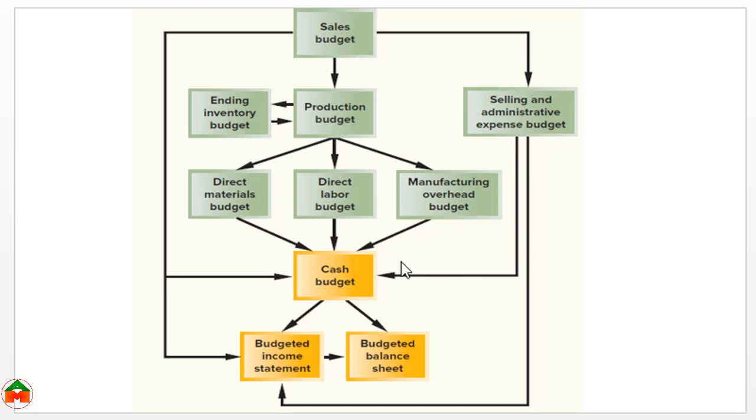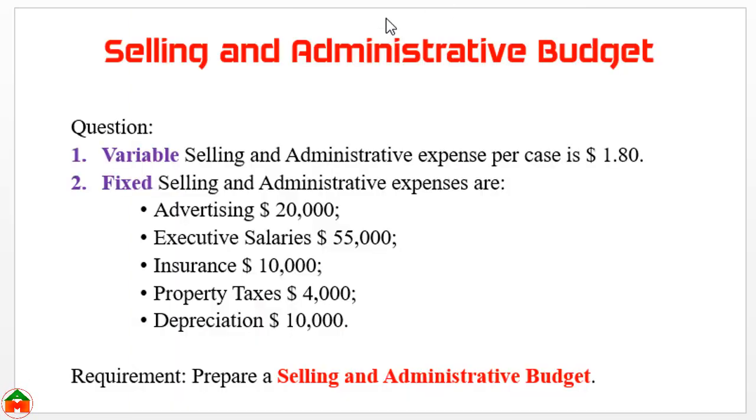And this is the third tutorial on master budgeting, and in this tutorial we will learn the selling and administrative expense budget and the cash budget. Cash budget is a very important budget, and in preparing the cash budget we take data from all previous budgets, as well as some additional information. Now we are going to prepare the selling and administrative expense budget.